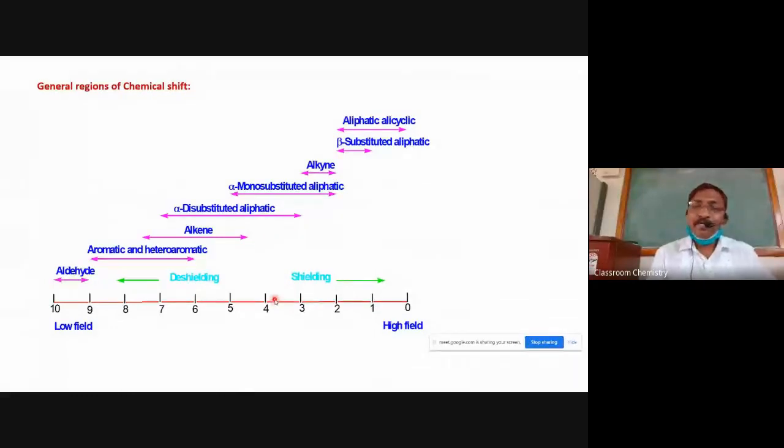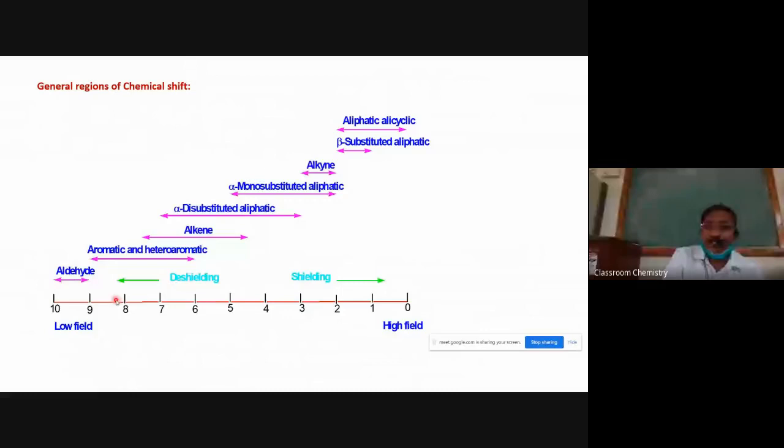Heteroatoms are available over here, that is 3 to 5. Then alkene, that is vinyl protons, are available at 5 to 6. Some benzylic protons, that is allyl protons, are available over here. Then aromatic and heterocyclic compounds having protons are observed from 6.6 to 8 or 8.5. Those are the aromatic protons.